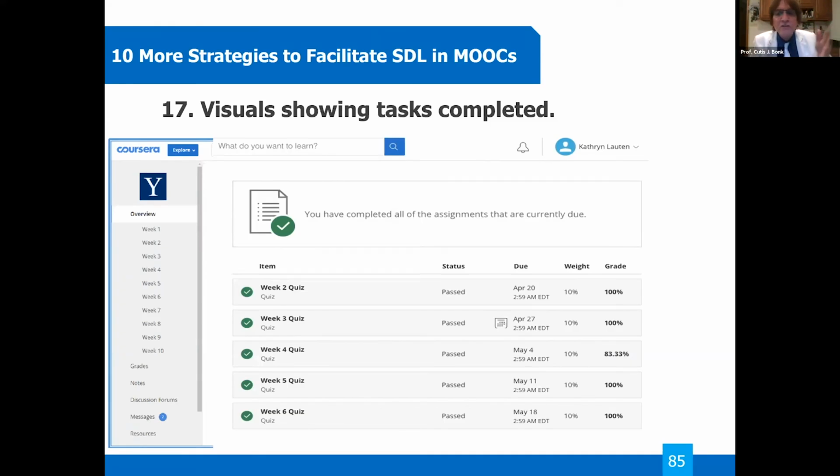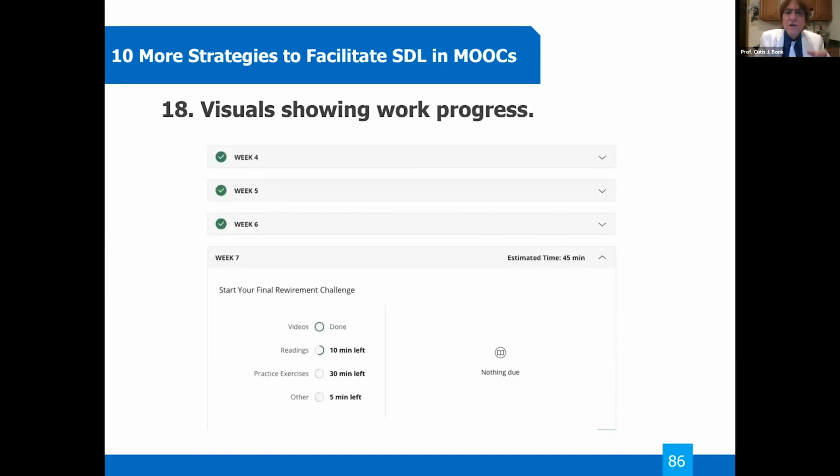That helps self-directed learning by knowing I can control my path, by seeing what I've done, by visually showing my work progress and how much time. Maybe it's got 10 minutes left of readings, 30 minutes of practice. Now I can save some time on my watch for that.